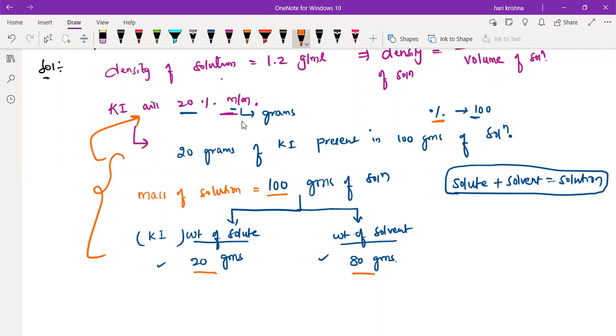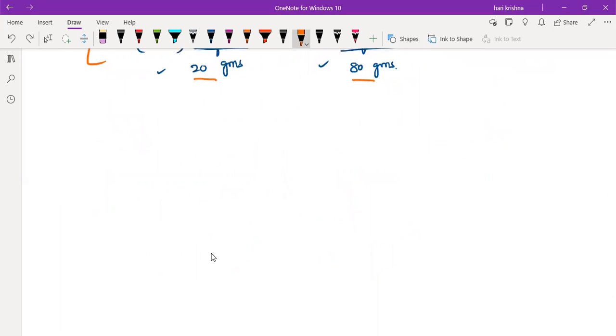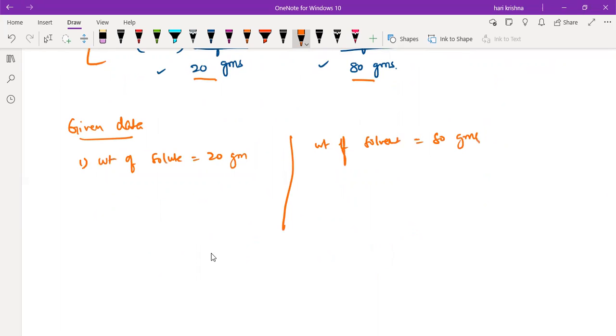Now we have to write the given data. Tell me what is the given data here? Density of solution. Weight of the solute, 20 grams. Weight of solvent, 80 grams. The solute is KI, right? Then what is the molecular weight of solute? Potassium is 39 and iodine is 127. If you combine these two, what's the answer? 166. Okay.